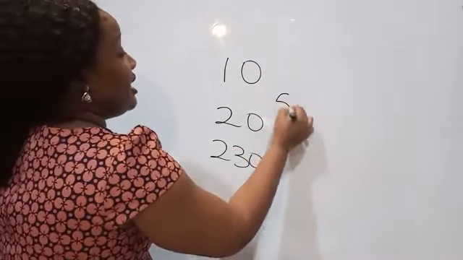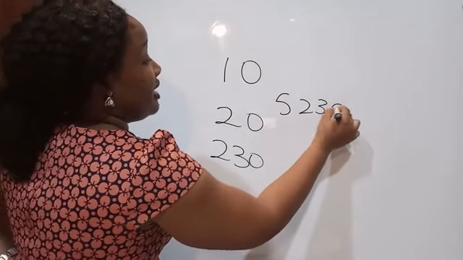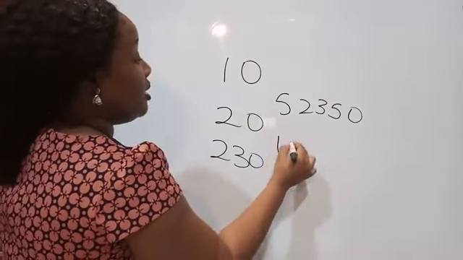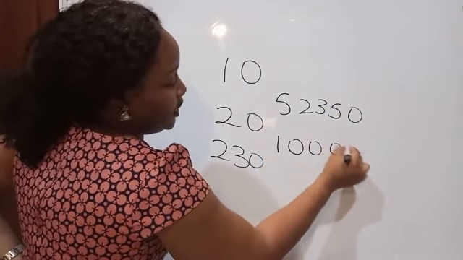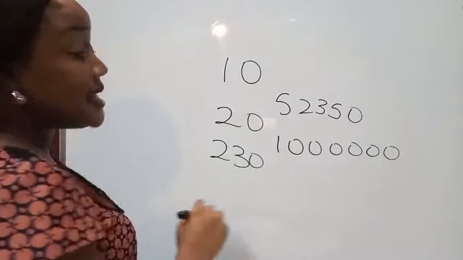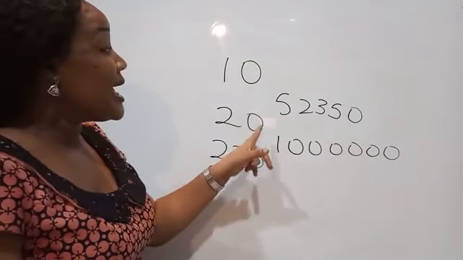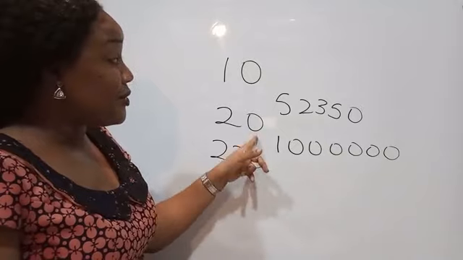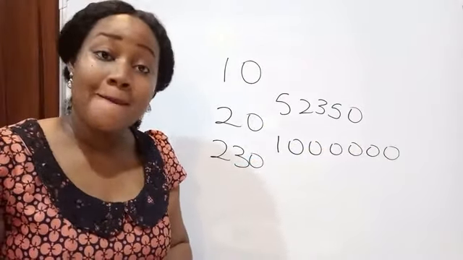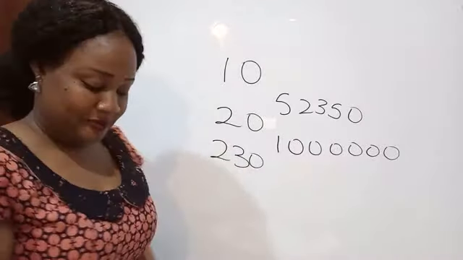Let's say 52350 is divisible by 10. And we know 1 million is divisible by 10. So as long as the number ends with a 0, it is divisible by 10.